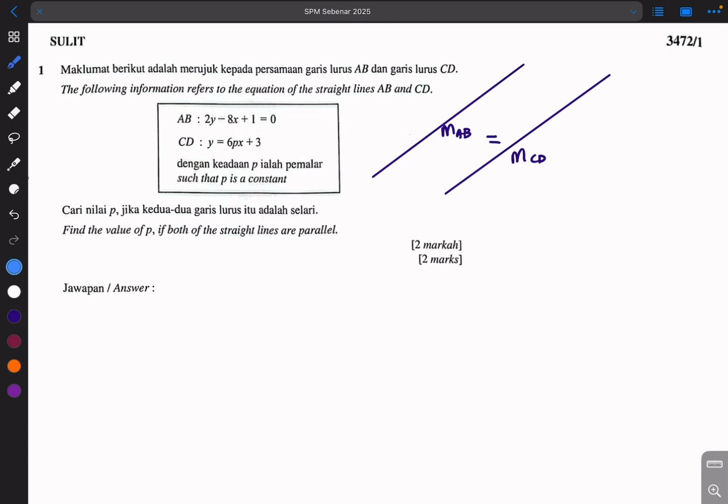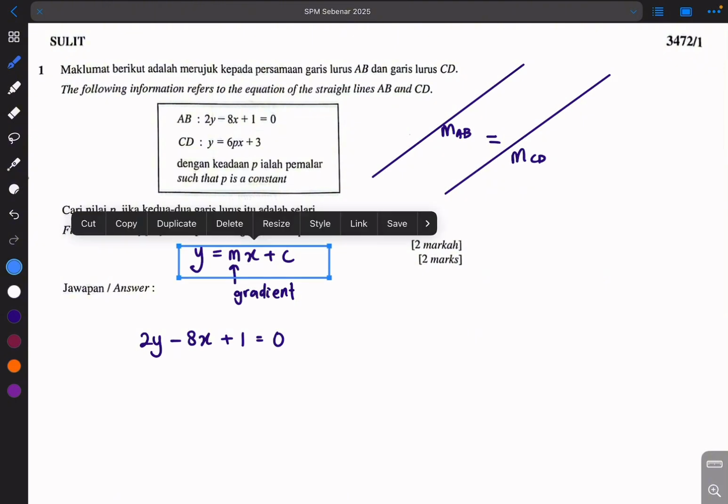Okay, so what we can do is, since these equations are not given in the general form, we can make it into the general form first. y equals mx plus c, where m represents our gradient. Right, let's look at AB. So we have 2y minus 8x plus 1 is 0. So to get it into this form, we need to make y the subject.